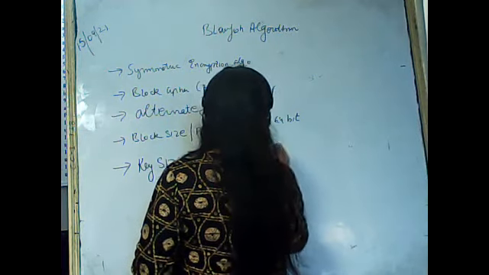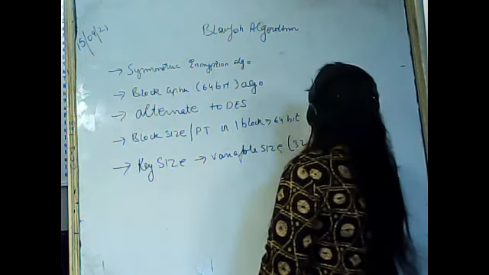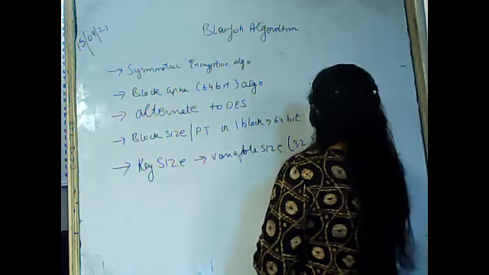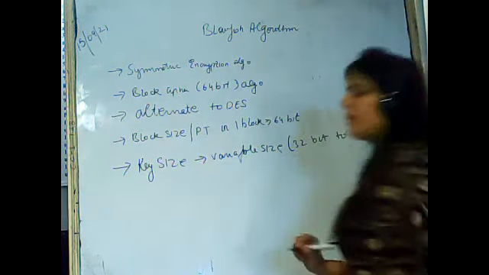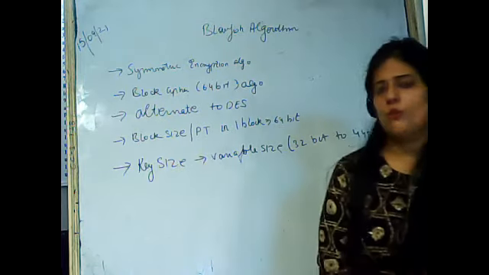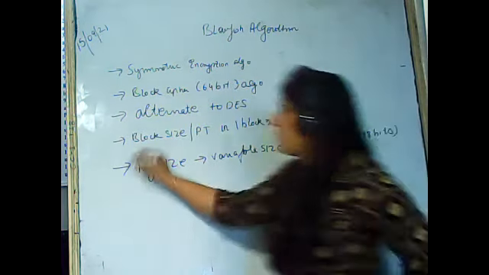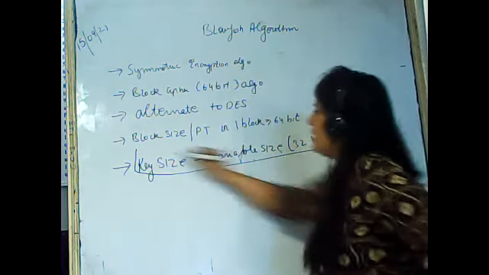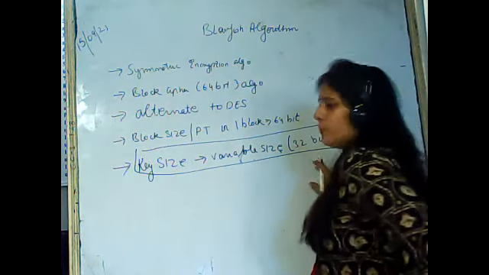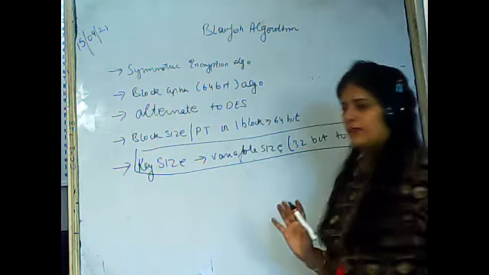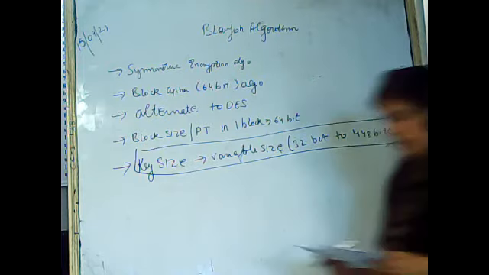A variable-size key is possible, starting from 32 bits to 448 bits. If you remember, in the case of DES also we have a fixed key size. But in the case of Blowfish, just remember this quite important point: the key size is variable and it can go from 32 bits to 448 bits.